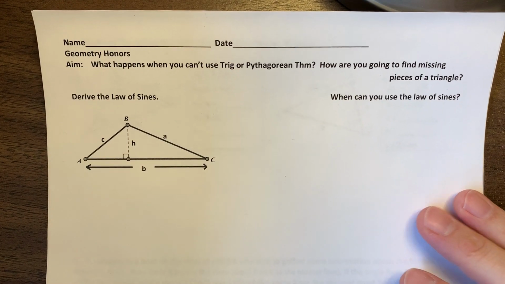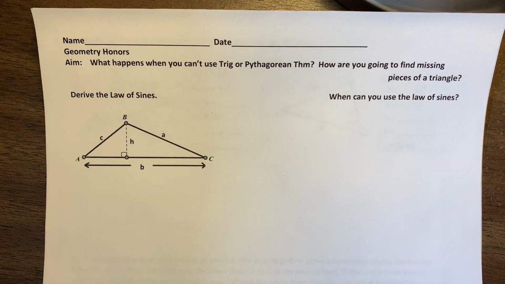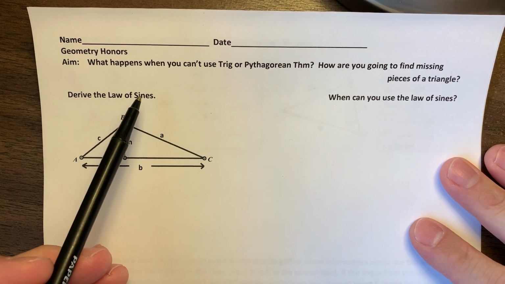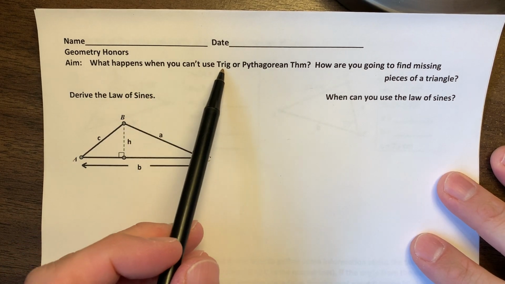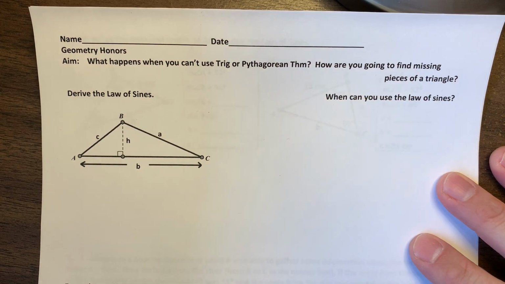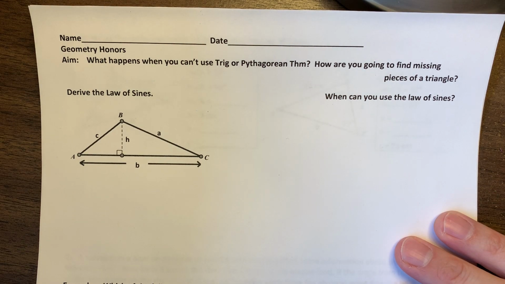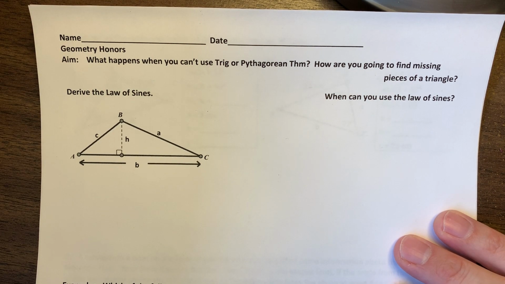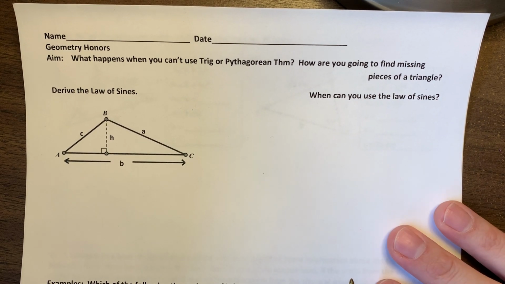Okay, so along with yesterday's lesson, where I used sine for area, I'm going to do the law of sines. The question here is, what happens when you can't use trig or the Pythagorean theorem? How are you going to find missing pieces of a triangle? Missing pieces means angles and sides, and this is always used on oblique triangles, non-right triangles.